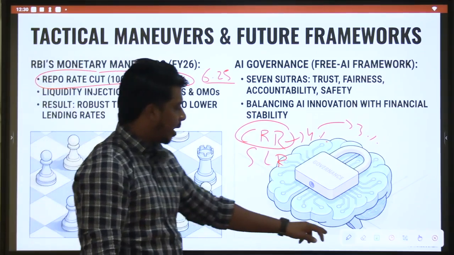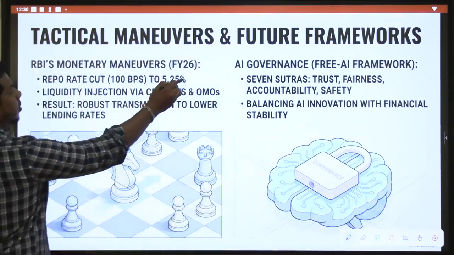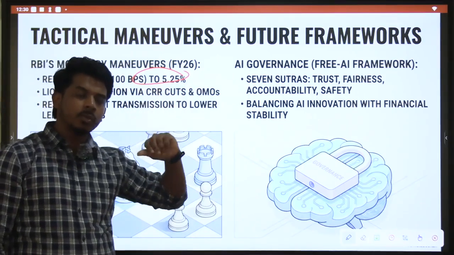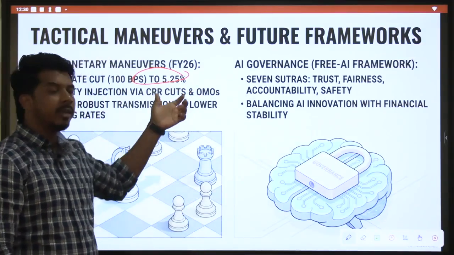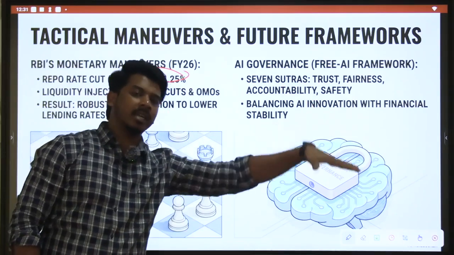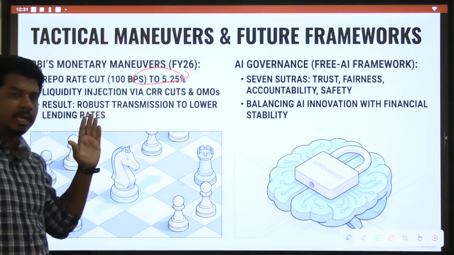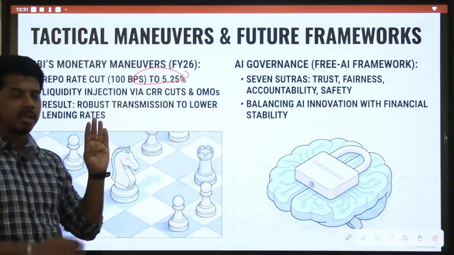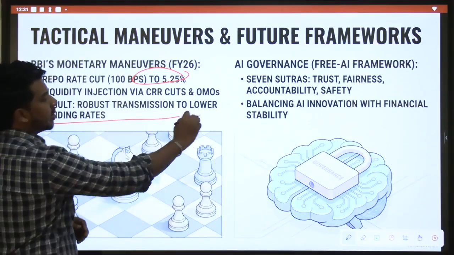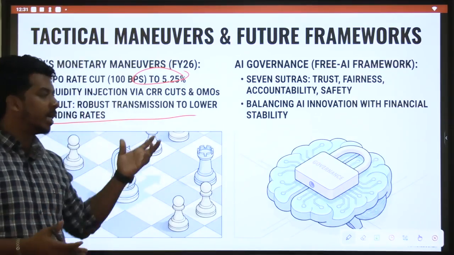So with all these measures, RBI has cut the interest rate. The repo rate is the interest rate at which RBI gives loans to banks. If RBI is giving to banks at a lesser interest rate, banks also have to give to the people at a lesser interest rate. The lower interest rate should be transmitted from RBI to banks and from banks to customers. That is happening, and banks are also reducing the interest rate. So whatever RBI is doing for the common man, it is working.